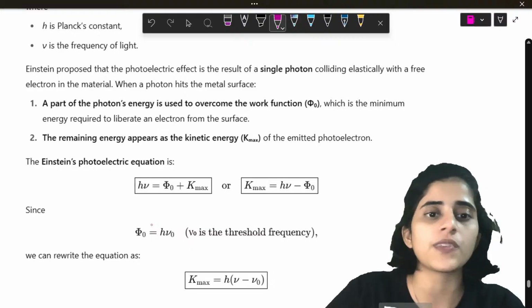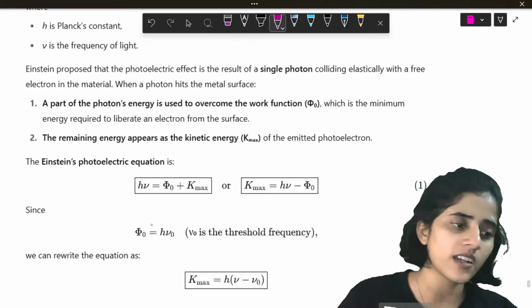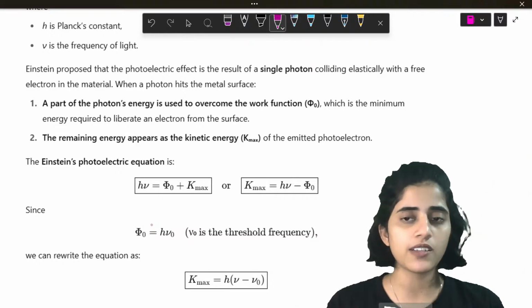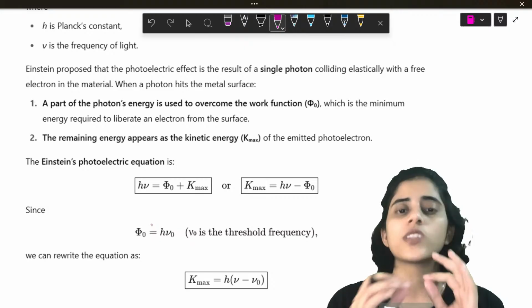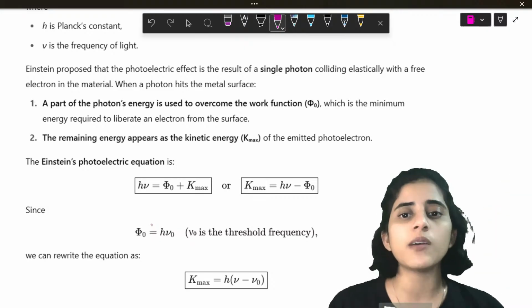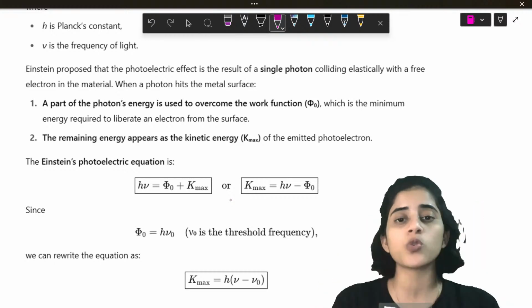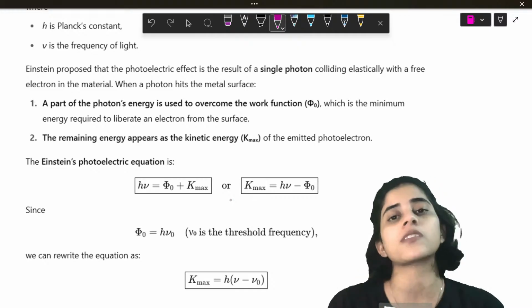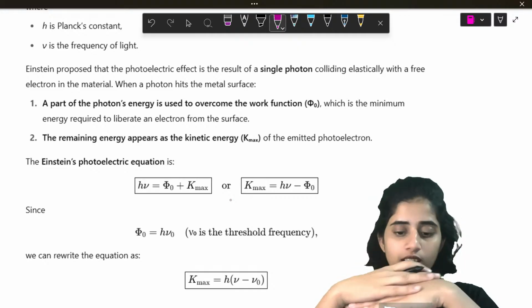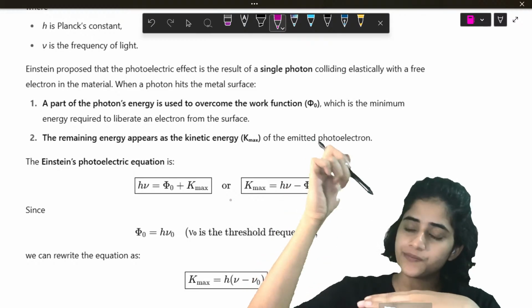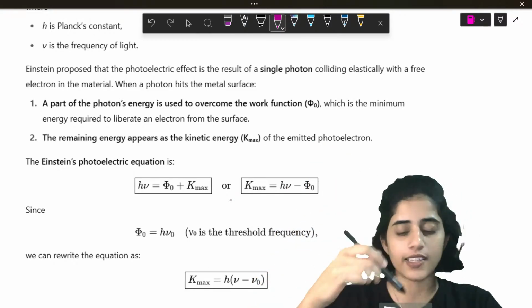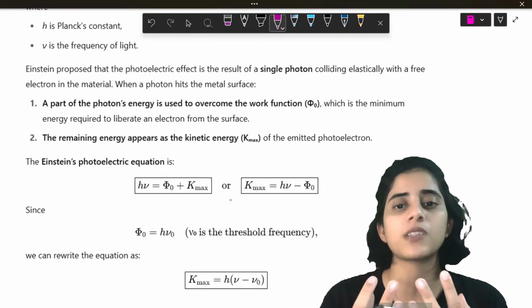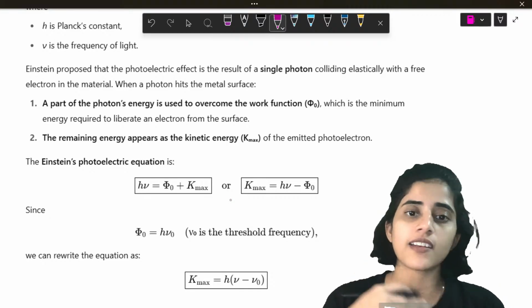A single photon comes and collides with a material. A part of the energy is used to overcome the work function. For those of you who do not know, work function is the minimum energy required to liberate an electron from the surface. So if there's an electron sitting here, the energy comes, the electron absorbs the energy, a minimum amount for it to escape from the surface. That is the work function. The rest of the energy is converted into kinetic energy.